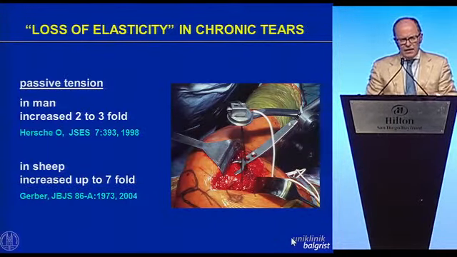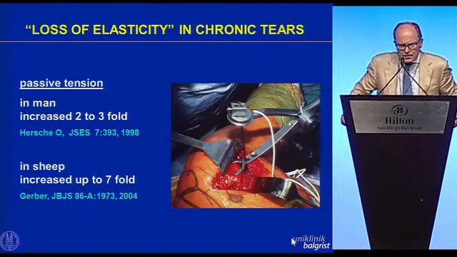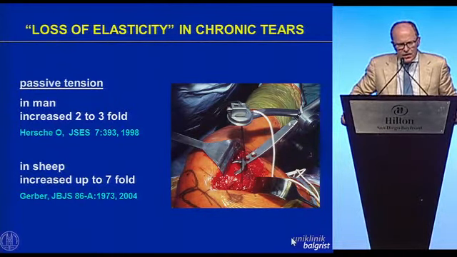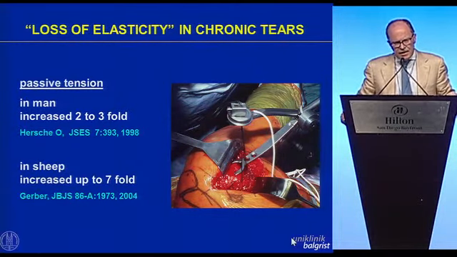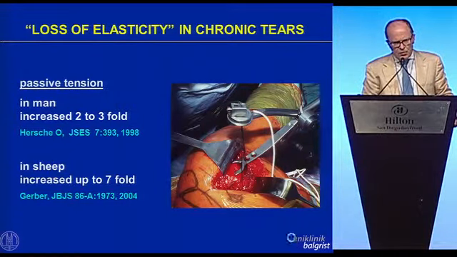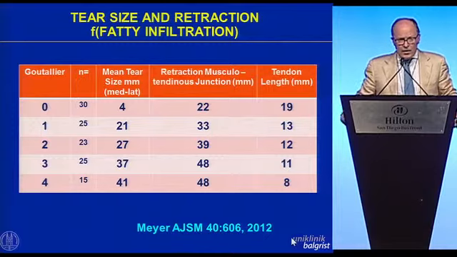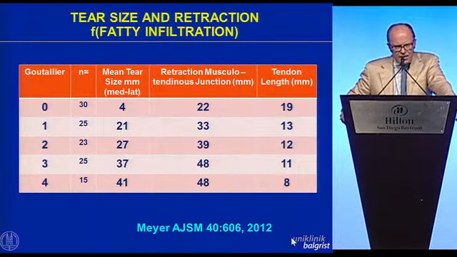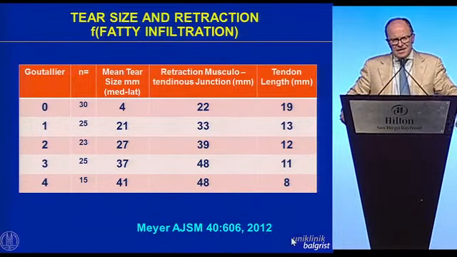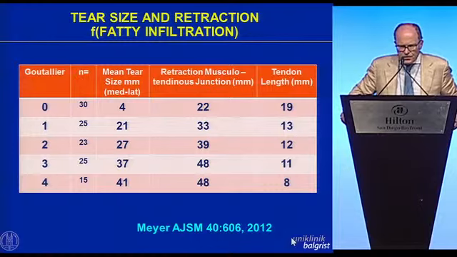Why is that? This is because these muscles lose elasticity, and we have measured in man that the increase of the inelasticity is about 2 to 3-fold, and experimentally this is even much more. Now, if we look at the Goutallier stages, you can say the Goutallier stages are correlated with the tear size. The larger the tear size, the higher the Goutallier grade. Interestingly, however, the tendon length also decreases.